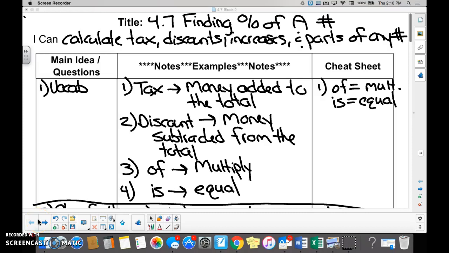4.7. Finding the percent of a number. I can calculate tax, discounts, increase, and parts of any number.